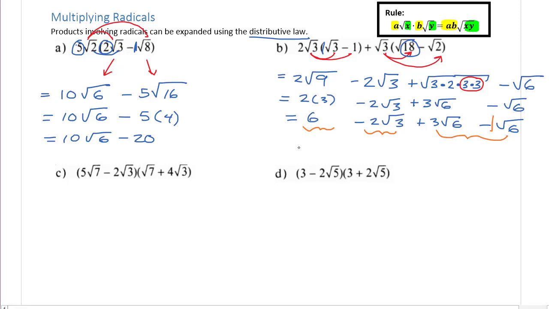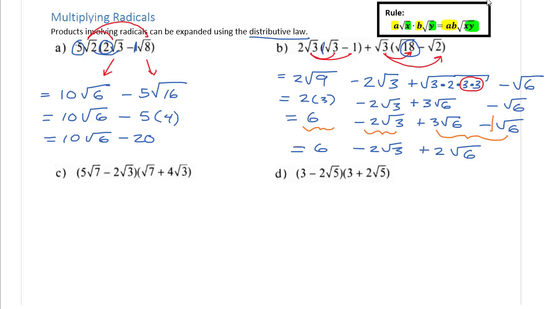So when we subtract it, let's just go and finish these guys here first. We have a 6 minus 2 root 3. These two, we can go 3 root 6 minus 1 root 6 gives me 2 root 6. And there's nothing else we can do with this to simplify it. That's as simple as it gets.